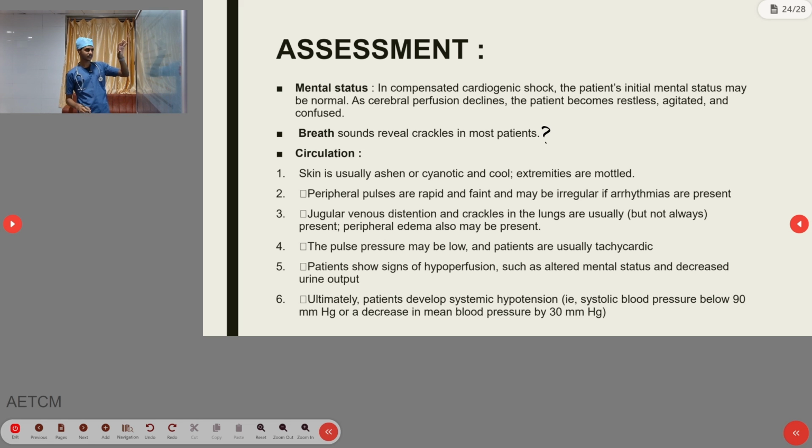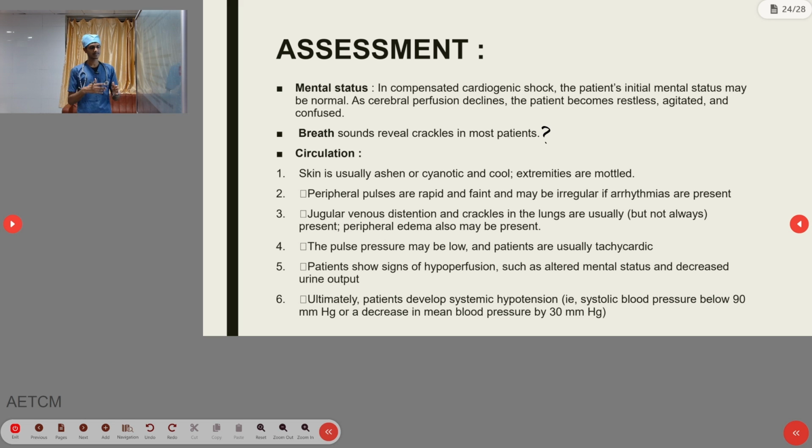So circulation wise, we can find the skin is ashen, cyanotic, cool and the extremities are mottled. Peripheral pulses, if you palpate, will be rapid and faint. If it is arrhythmia, there will be irregularity. Jugular venous distension will be there, and peripheral edema will be there. The pulse pressure may be low, and usually there is tachycardia, and the patient shows signs of hypoperfusion. Hypoperfusion to the cerebrum will cause altered mental status and decreased urine output.